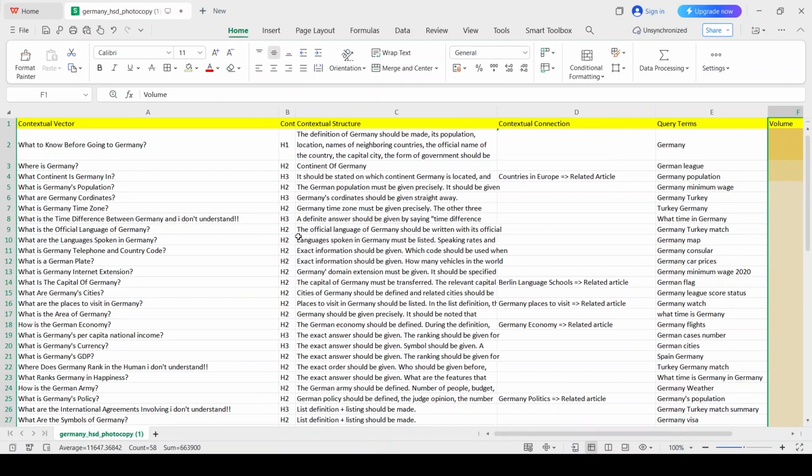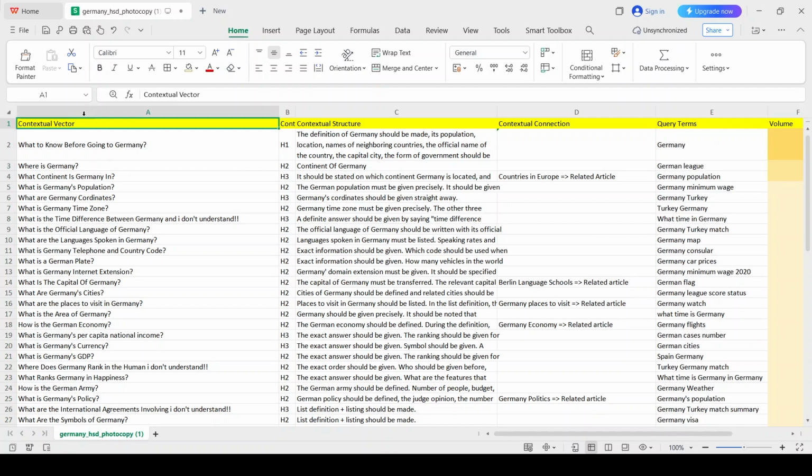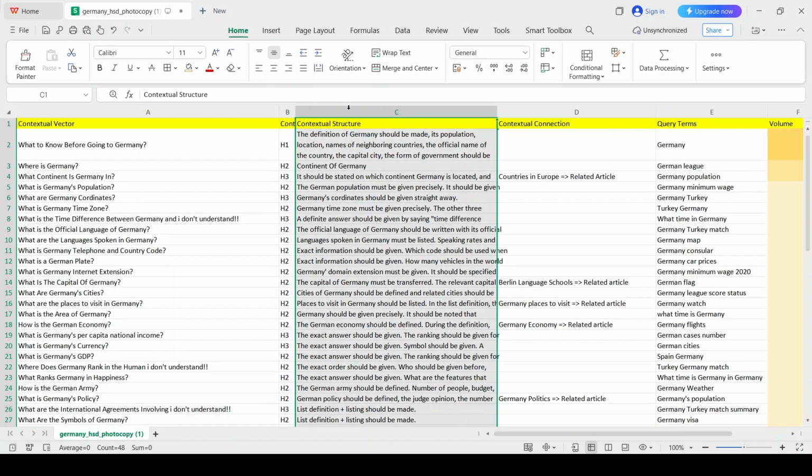In semantic SEO, everything you can see is about the context. We take the query terms from these queries, we generate the questions, and give order to those questions. That means we prioritize them, then we create the hierarchy, then we create the contextual structure. That means how to answer these specific questions and in what format.